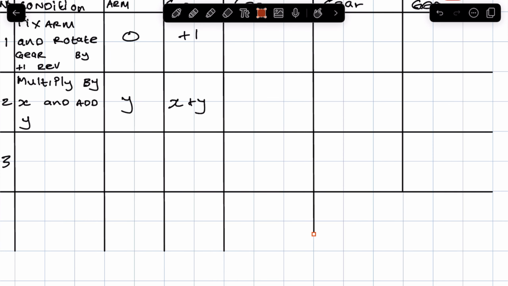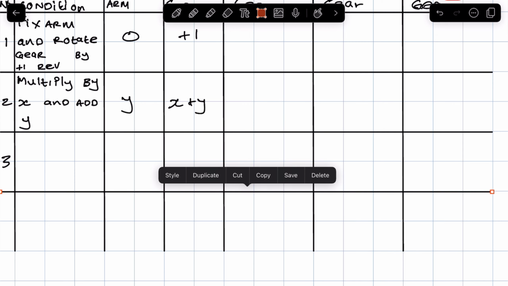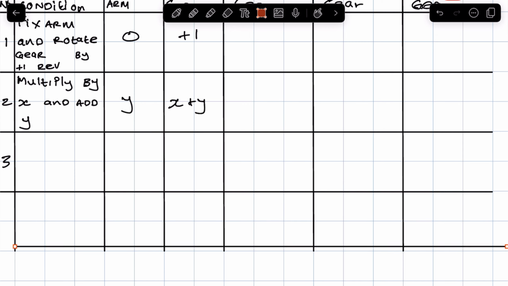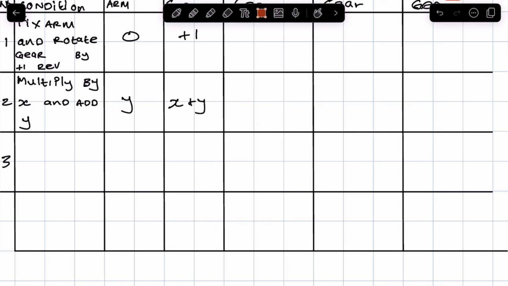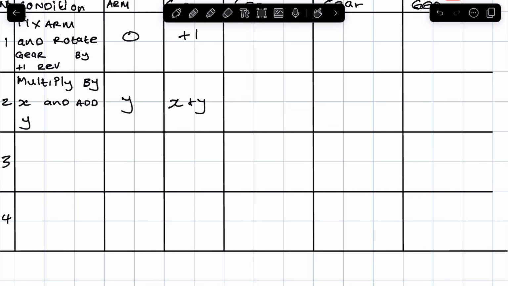And of course, let's close this out. And then this will be for our fourth condition.